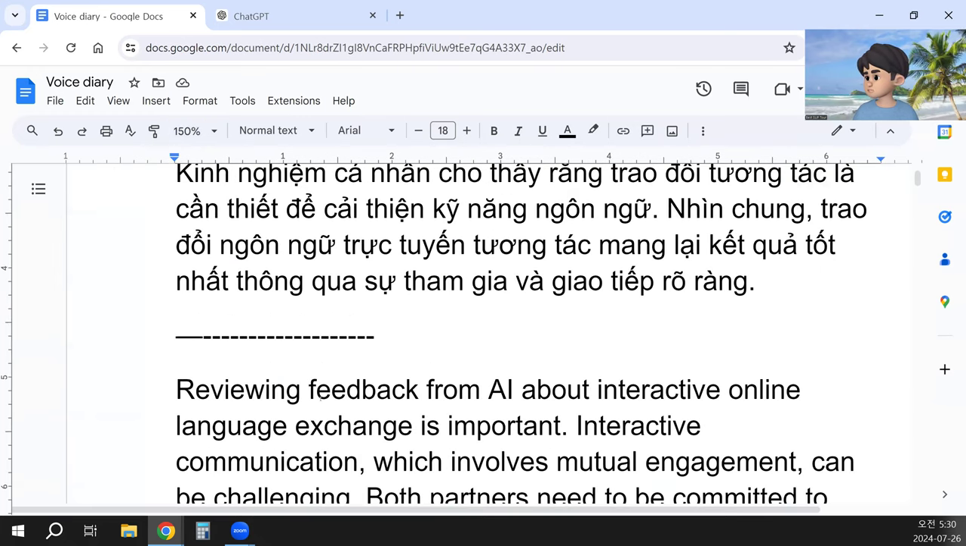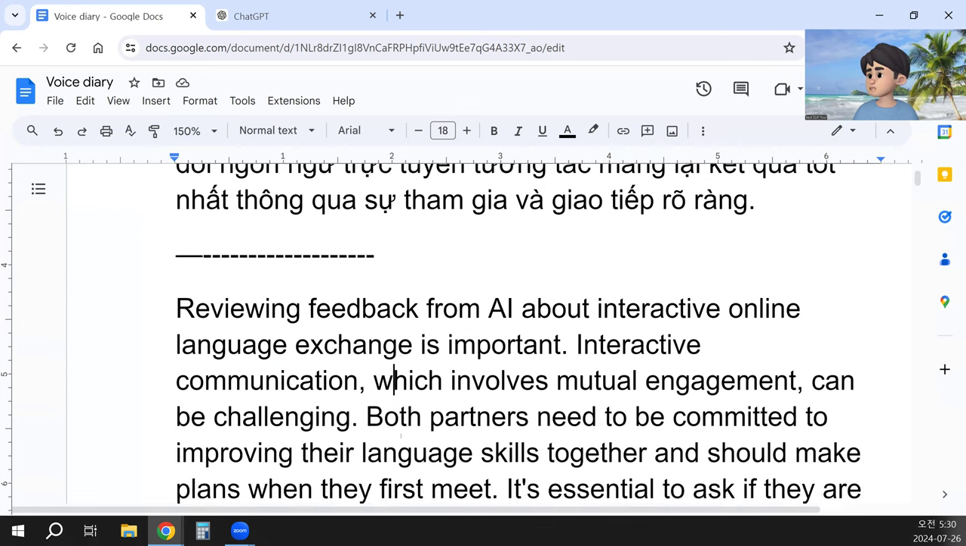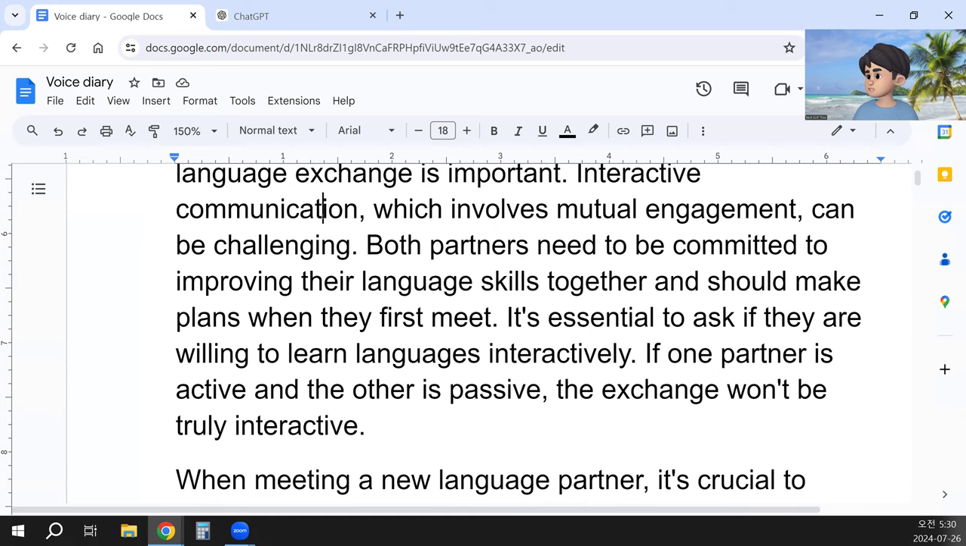Reviewing feedback from AI about interactive online language exchange is important. Interactive communication, which involves mutual engagement, can be challenging. Both partners need to be committed to improving their language skills together and should make plans when they first meet. It's essential to ask if they are willing to learn languages interactively. If one partner is active and the other is passive, the exchange won't be truly interactive.